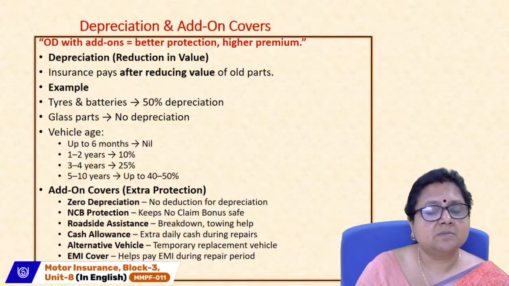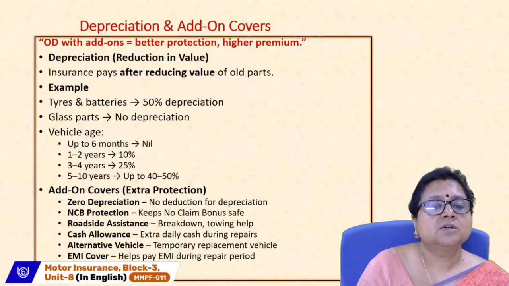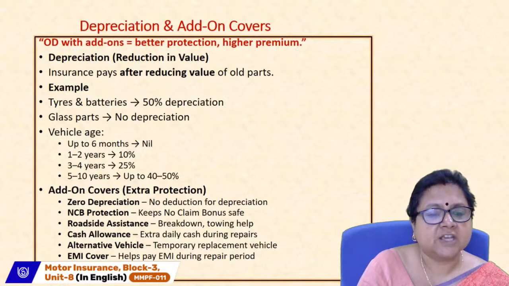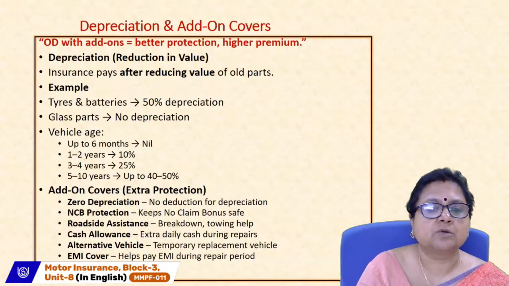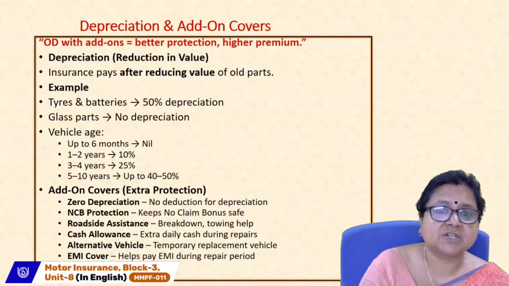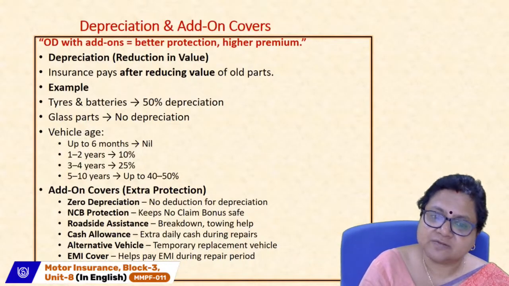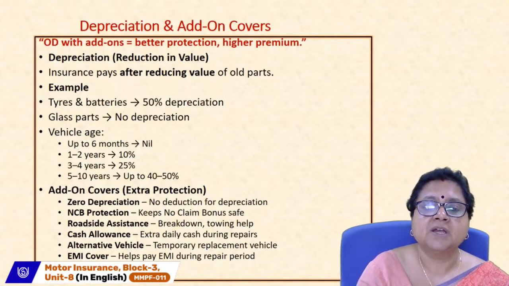But in some cases, suppose you would like to go for zero depreciation. Zero depreciation means they will not deduct or calculate the depreciation of the value of your vehicle, car or maybe bike. They are not depreciating the spare parts and calculating the value. So they will consider it as per the market value. So if you are taking zero depreciation as your add-on cover, where your value is calculated without deduction in the depreciation, then you have to pay a higher premium.